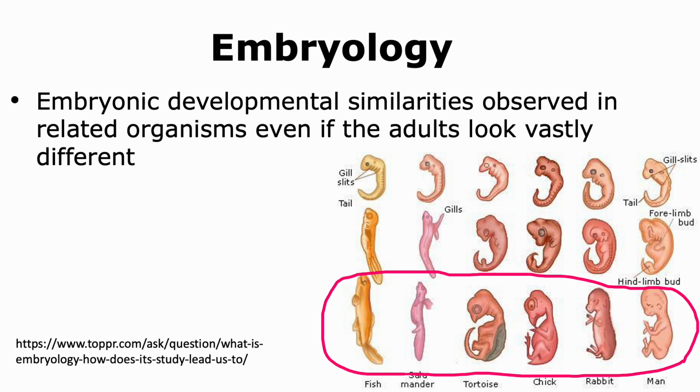But the fact that right at early developmental stages they show similarities is indicative of a common ancestor that gave rise to all vertebrates. Thus, embryological studies also provide support to the theory of evolution.